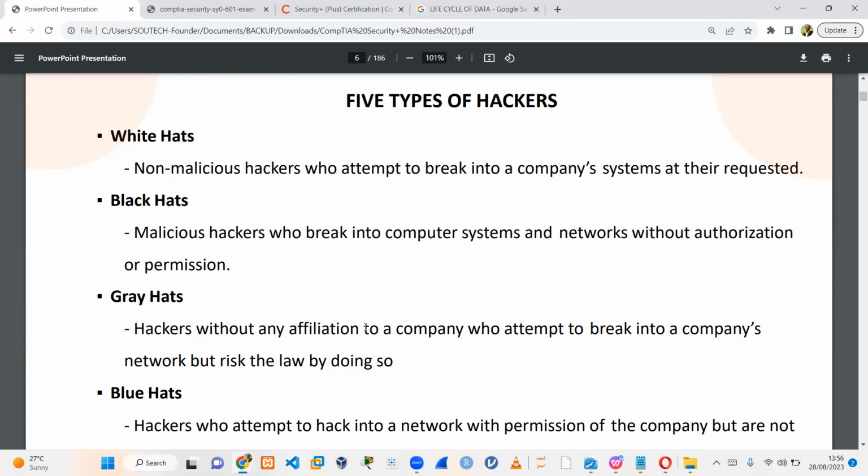For gray, these are hackers without any affiliation to a company who attempt to break into a company's network but break the law by doing so. So this can also be disgruntled employees, you can have persons that have been in a place before, they don't have any affiliation. You can also classify this as persons trying to do bug bounty, right? Persons trying to see how to get into systems, they know the risks, but they might want to propose an alternative way to have a secured system.